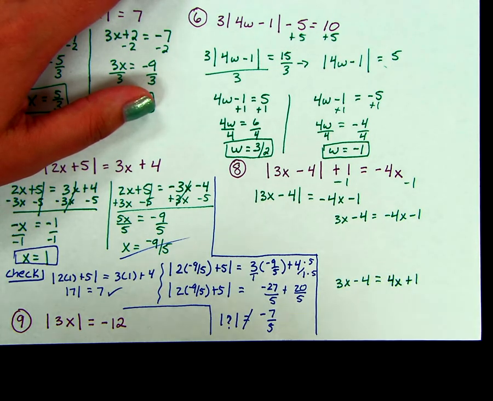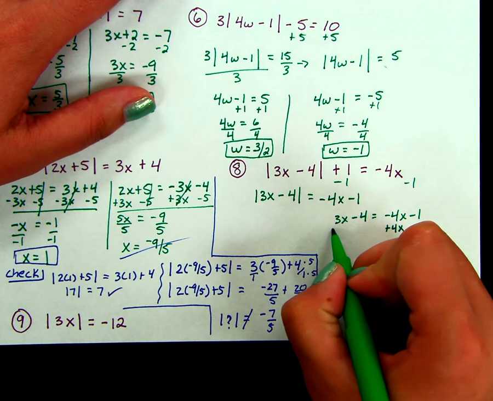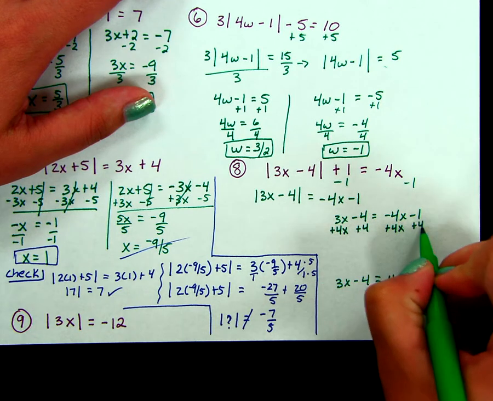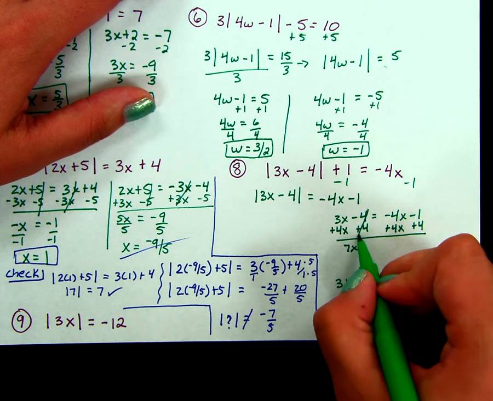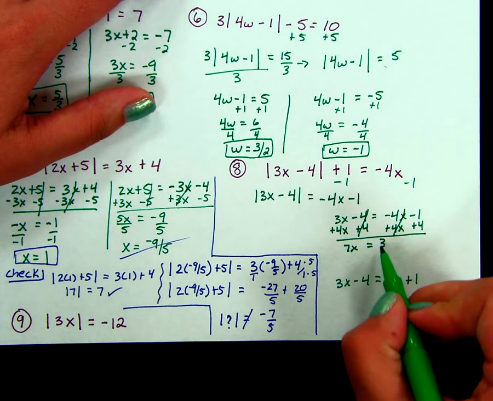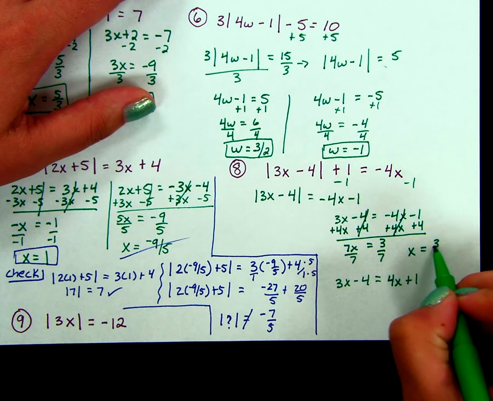Okay, so again, x is on one side, numbers on the other. So we're going to add 4x to both sides. At the same time, we're going to add 4. So that gives us 7x, cancels, equals, cancels, 3, divide by 7. So we end up with x equals 3/7.